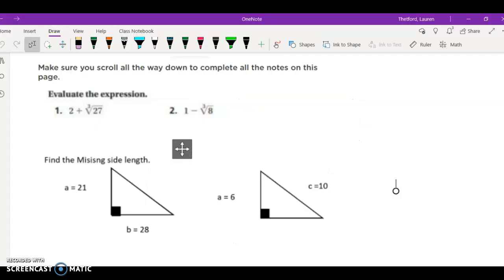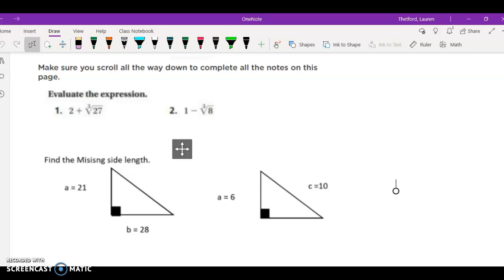So like I said, your homework is on Classkick today. So we're going to complete slides 1 and 2 together, and then slide 3 is your homework. So that's what you're doing on your own. So the video won't continue for slide 3. That's your homework done independently.